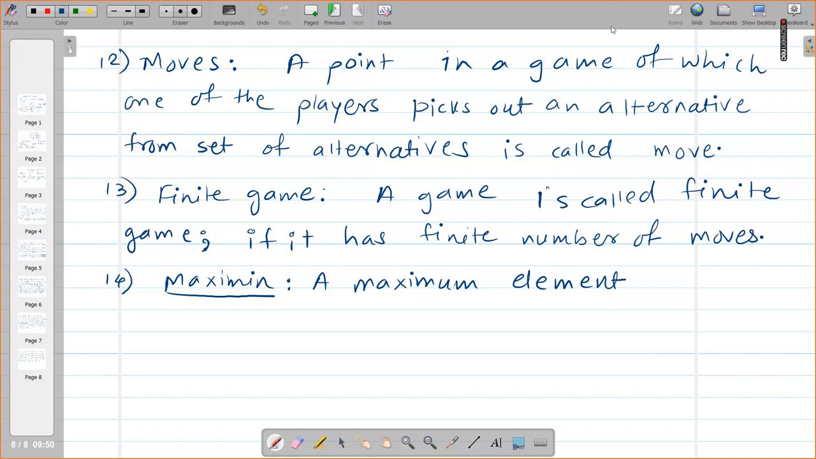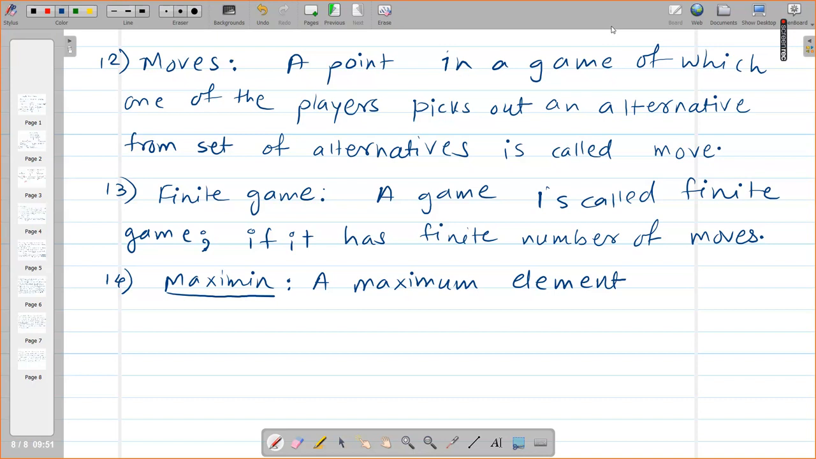So what is the maximin? I told you that player A strategies we will be writing row wise and player B strategies we will be writing column wise. Now A is always interested in maximizing his gain, while B is always interested in minimizing his loss. These are the assumptions we are making. So first of all, we will check whether the game has any pure strategies.